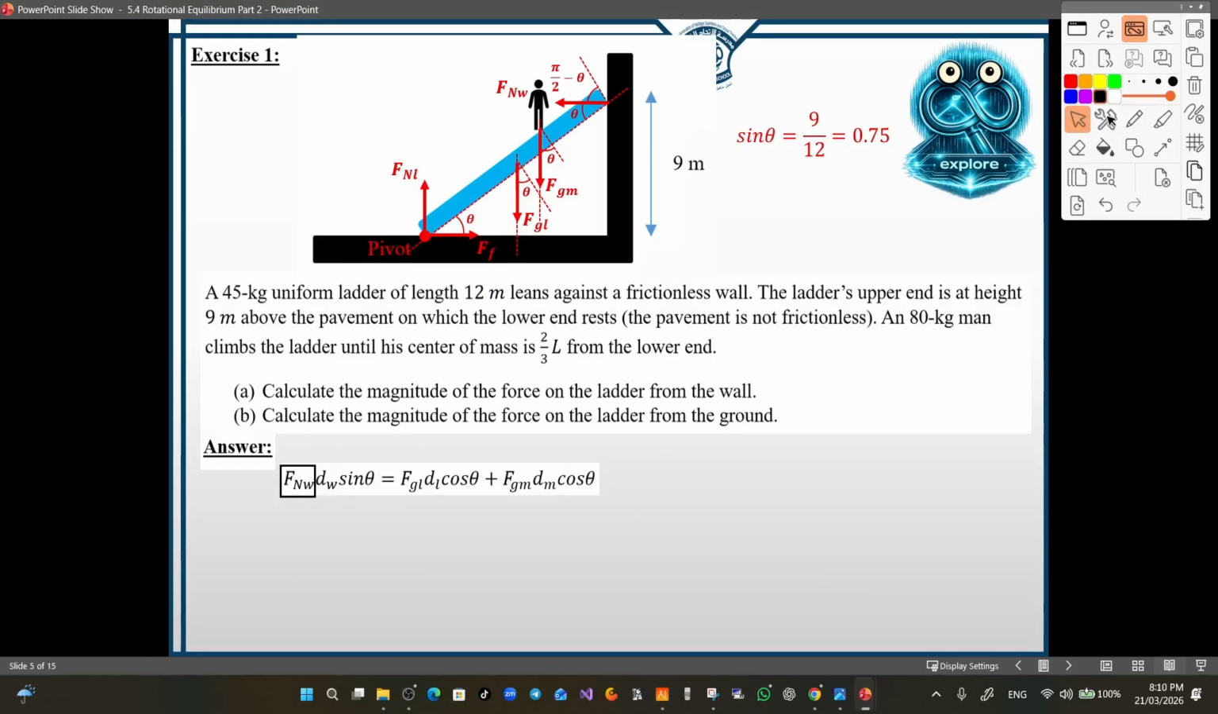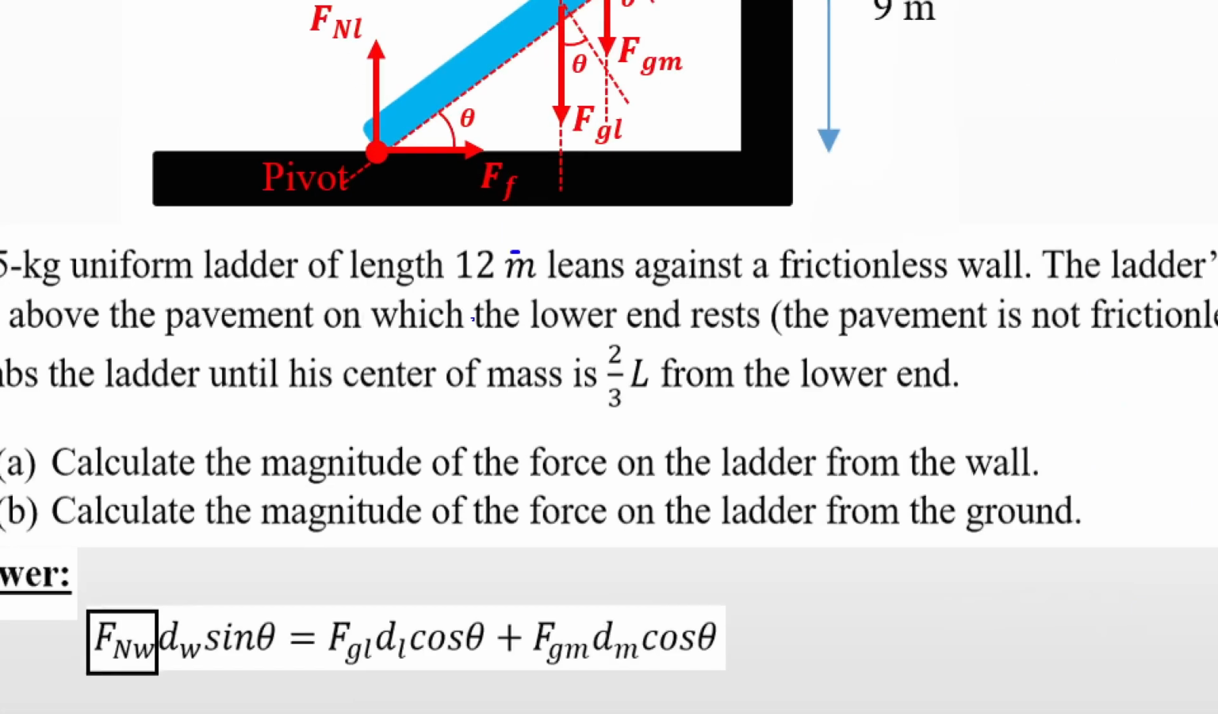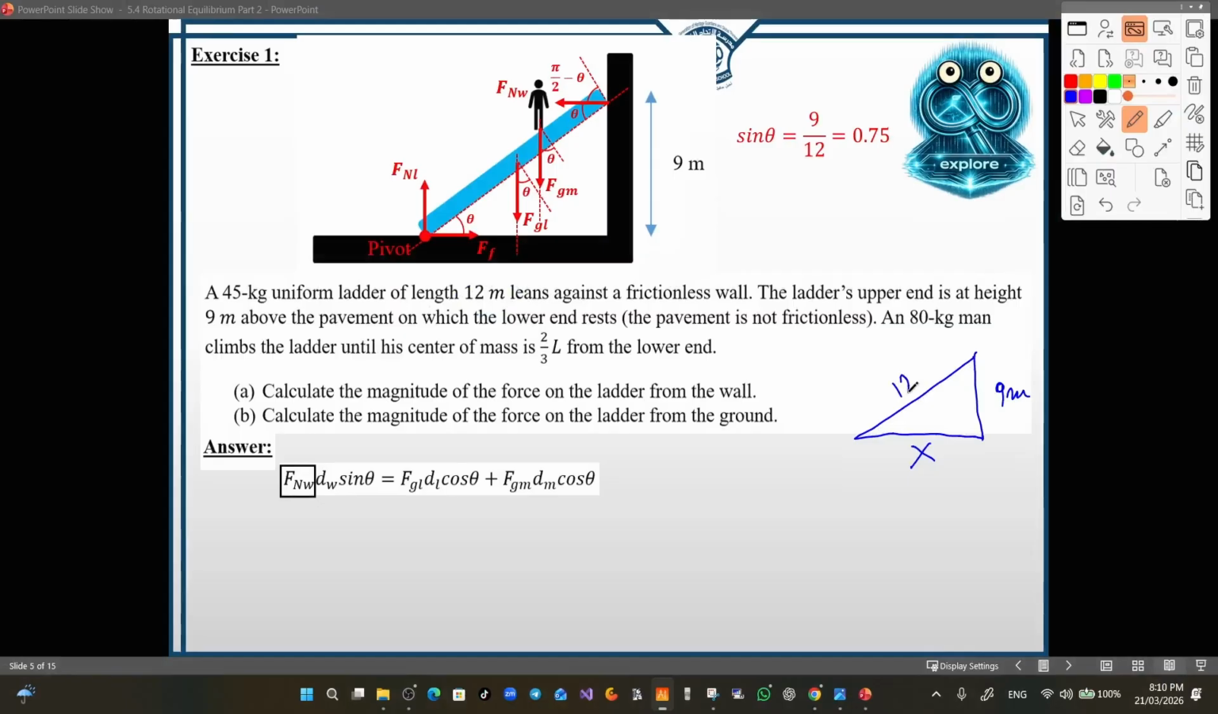Now let's substitute. Before I start substituting, the angle here is not given. But since we have one right side and the hypotenuse of the big triangle, let me draw this triangle where one of the right sides is 9 meters, the other right side is missing, let's call it x, and the length of the hypotenuse, which is equal to the ladder length, is 12 meters.